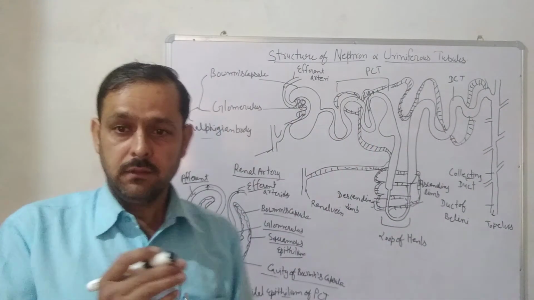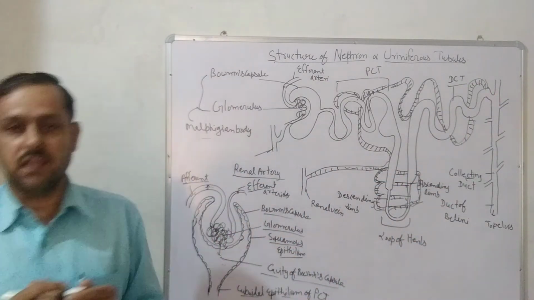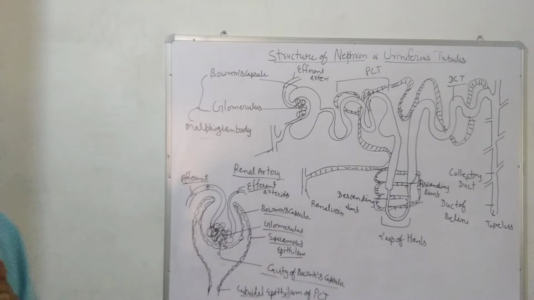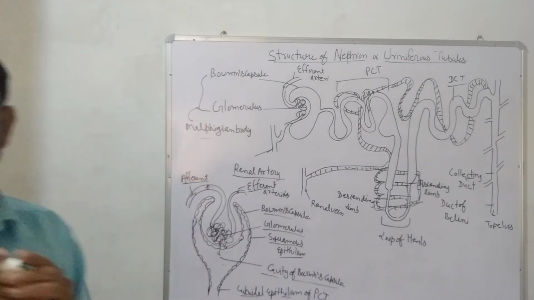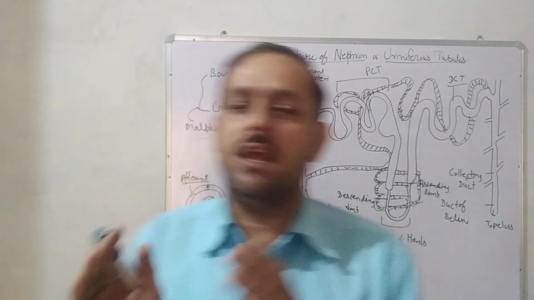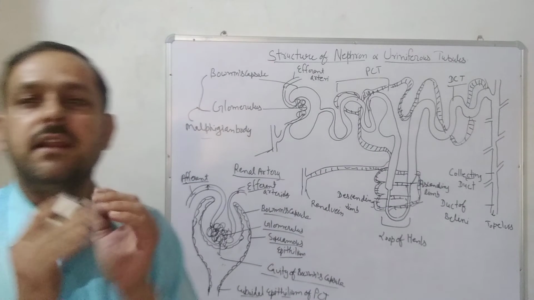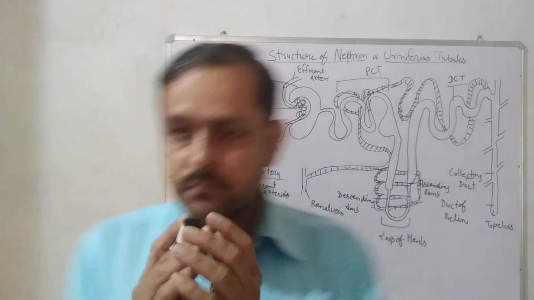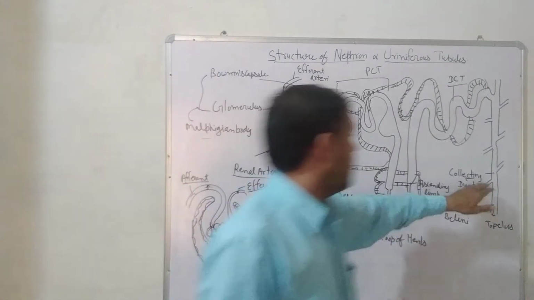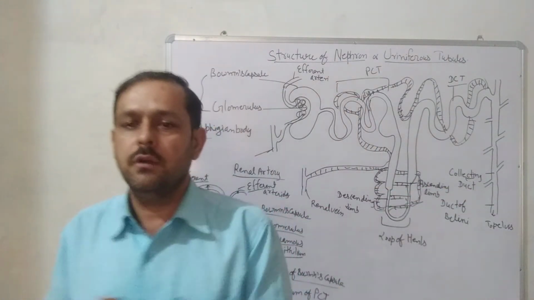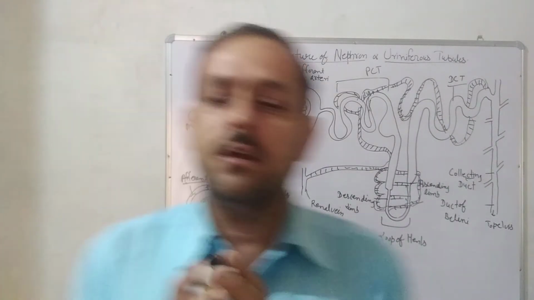So the next structure is DCT. DCT means distal convoluted tubule. It is the second coiled and twisted tubule that continues from the ascending limb of Henle's loop and it is located in the renal cortex and is relatively shorter in length. Last, the collecting duct or collecting tubule. It continues into a short straight collecting tubule. It is also present in the renal cortex.